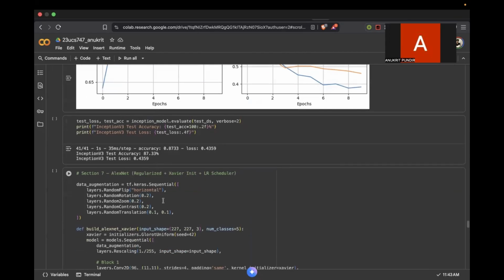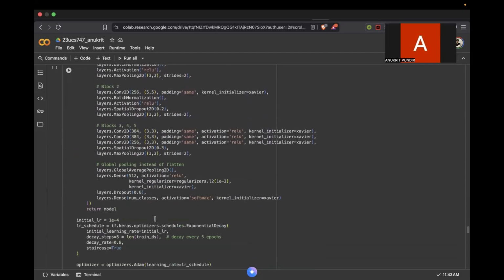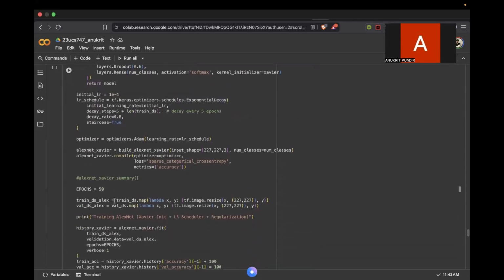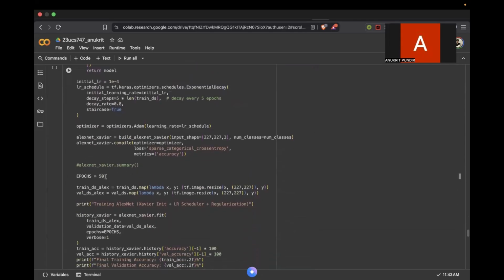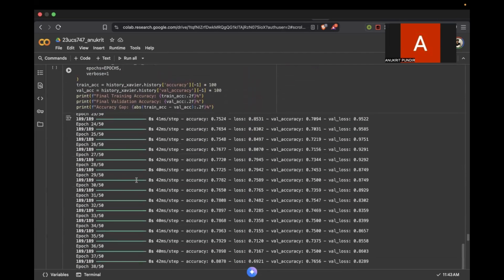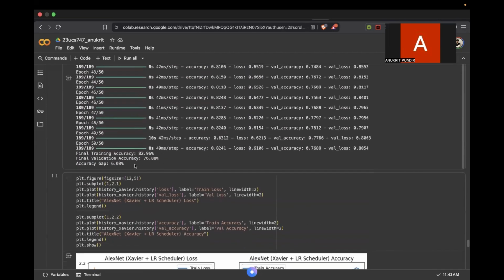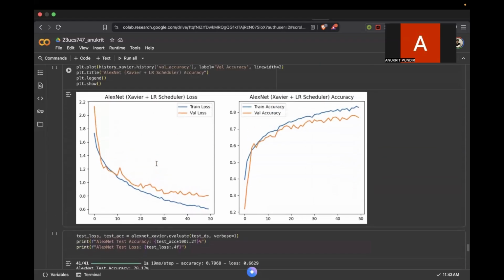AlexNet was not available in the TensorFlow library. Therefore, I have built my own AlexNet. So this is my AlexNet, and here also I have used 50 epochs, but 20 epochs were giving less accuracy, so I've used 50 epochs here. So here's my result. The training accuracy was 82% and validation accuracy 72%. So this is my graph for the same.